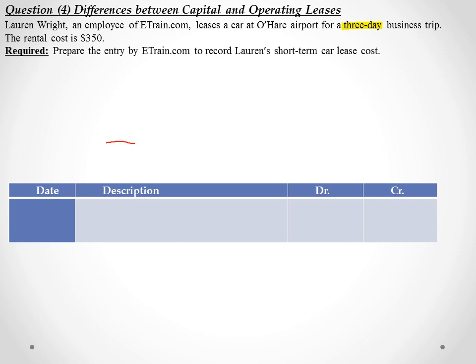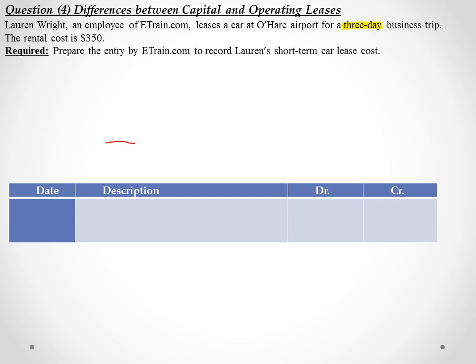So here we have the employee, who is Lauren Wright. This employee will lease a car, so we can call him the lessee. The one who is going to rent the car, or rent the asset, we call the lessee. The owner is O'Hare Airport, and this will take place for 3 days.